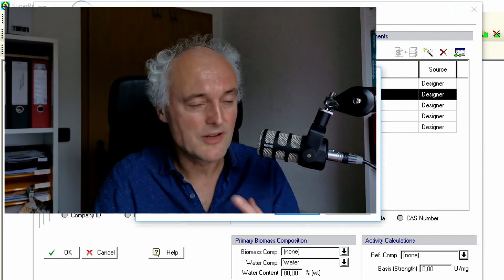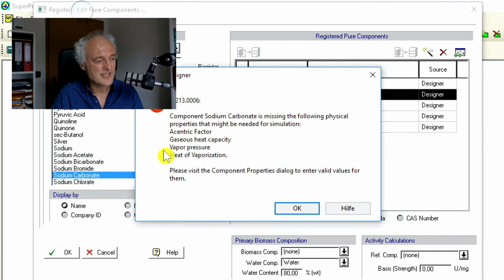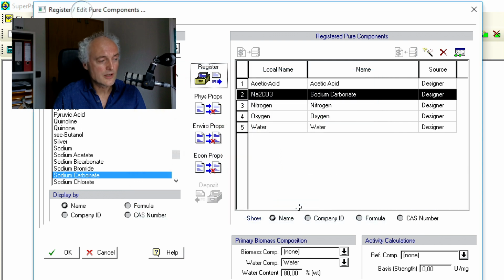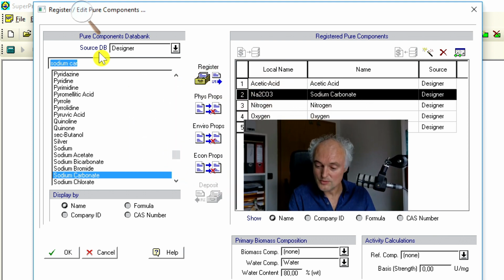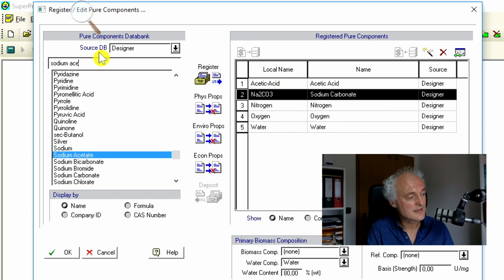However, you should have a look at the list. Heat capacity, vapor pressure, heat of vaporization: you say it's sodium carbonate and it's in solution, so it is unlikely that we really need these three terms. The eccentric factor we don't know because we have no idea what it is. Okay, in this case means we don't care, but we have acknowledged that something is missing. Now we go on, we have the sodium carbonate, we have the sodium acetate.